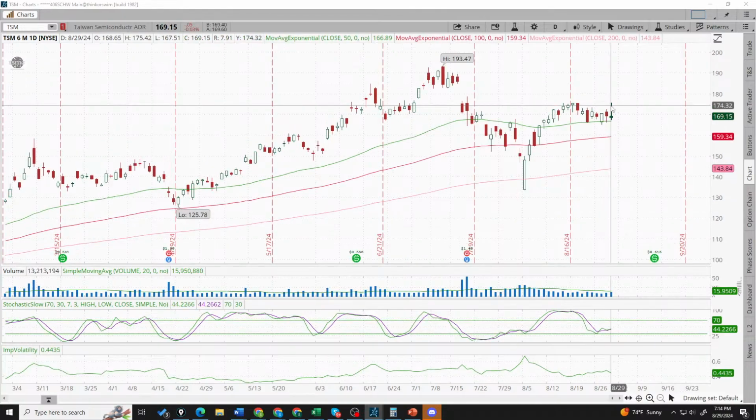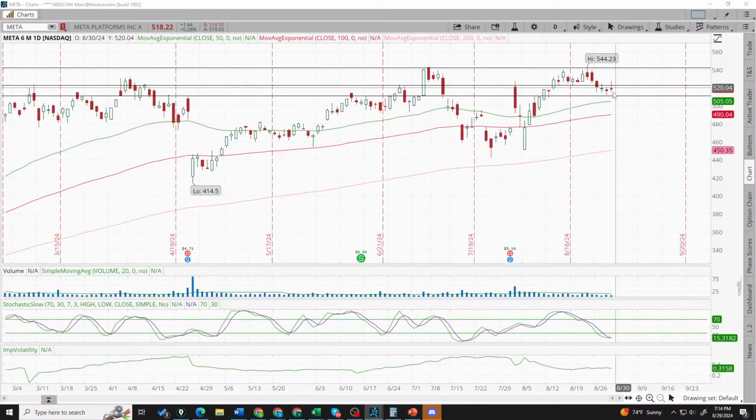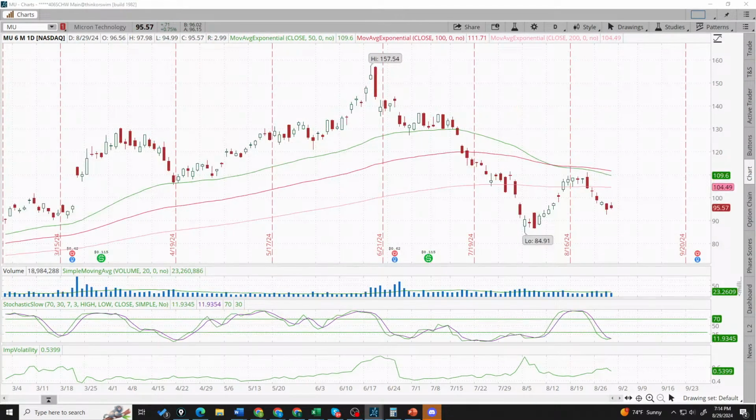TSM, like Meta, has a long shadow to contend with. So with those long shadows, I'm a little more inclined to just wait and see if I get an engulfing that I'm happy with, rather than see if it takes this out intraday. So if I was looking for something a little bit more ready to jump, I'm going to say Micron and Amazon.